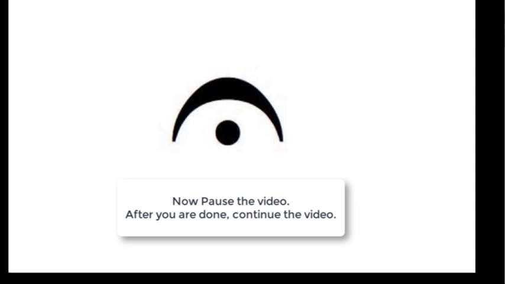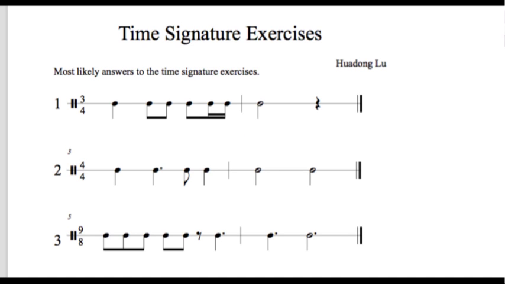Here are most likely answers to the time signature exercises. I say most likely because other time signatures are possible. But according to the grouping of the notes, these are the most likely time signatures for these exercises. Check your answers here, see if you did it correctly.